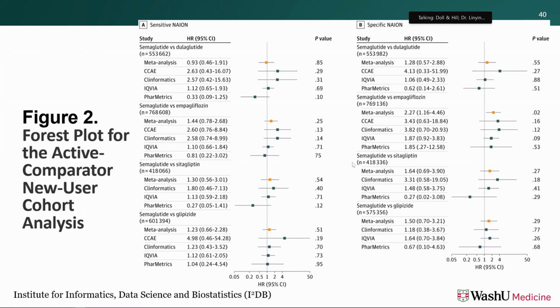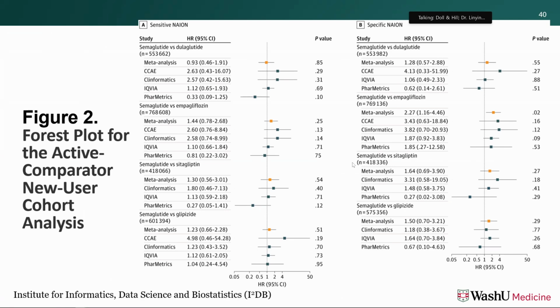And what you see here is that we don't have all the databases, because, as I mentioned, if a database did not pass all the diagnostics, then we do not use its results for meta-analysis. Only the databases that pass all the diagnostics end up showing. So that's why for some of the comparisons, you may see more databases than others.